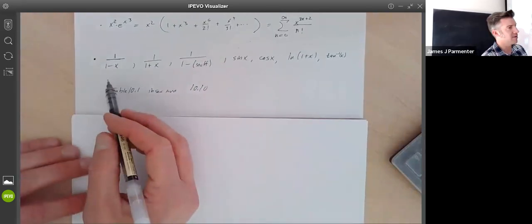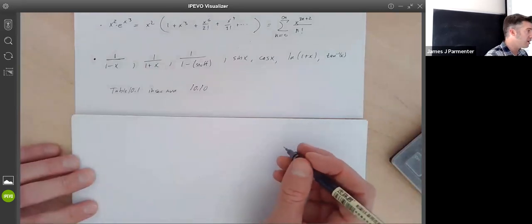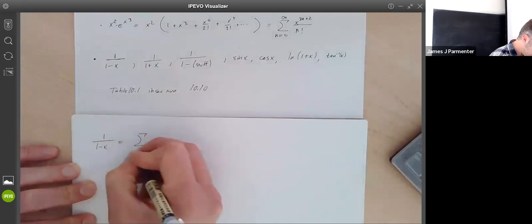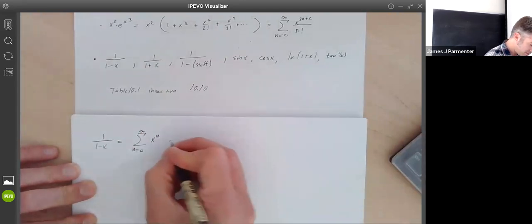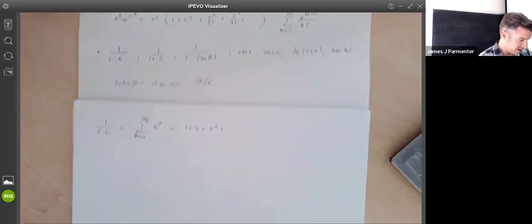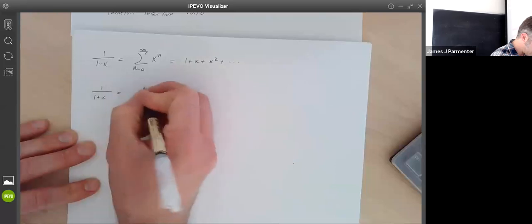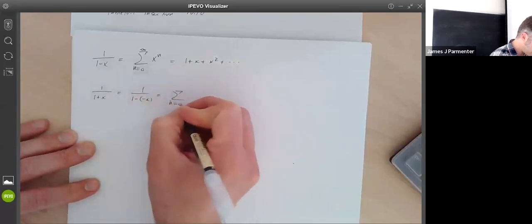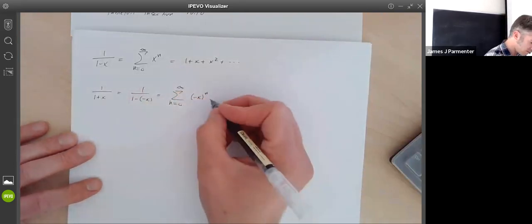I feel silly even writing them again because we've talked about them so many times, but really quickly, 1 over 1 minus x is the sum from n equals 0 to infinity of x to the n. And from there, you can know what 1 over 1 plus x is. 1 over 1 plus x is just 1 over 1 minus negative x, which is the sum from n equals 0 to infinity of minus x to the n. It's just the same thing, but alternating.